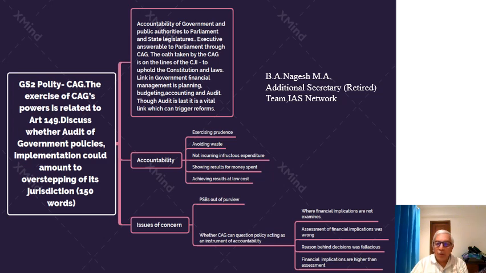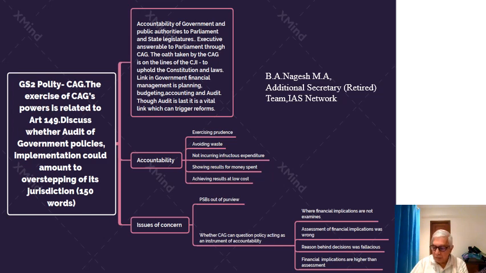So you are straight away going to implement the policy without examining the financial implications. So this is one issue where the CAG can question the decision of the government. The second one: you have prepared financial implications for a project, but these implications are wrong, in the sense that you have underestimated them, or you are trying to hoodwink the public. So you have wrongly prepared financial implications. So the basic premise of preparing the proposal itself is wrong.